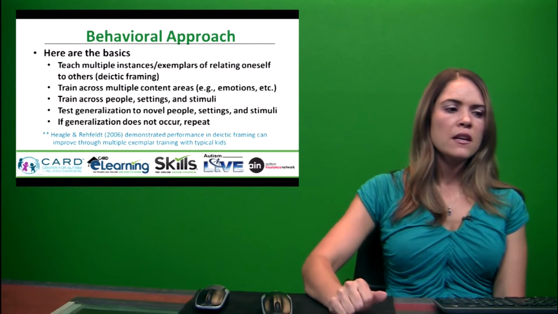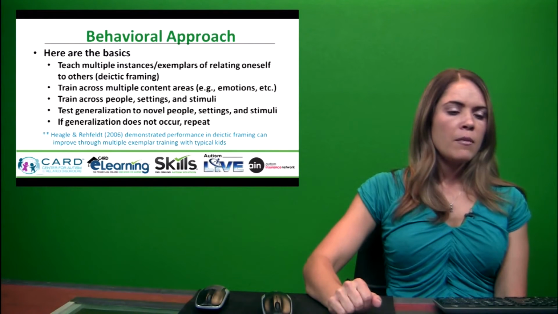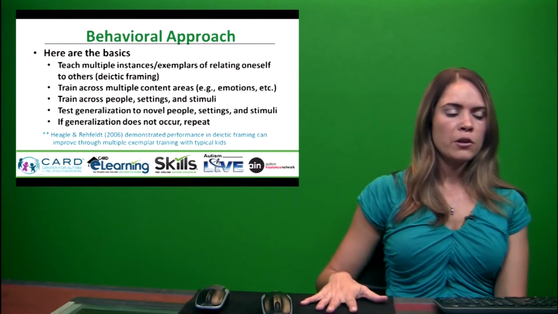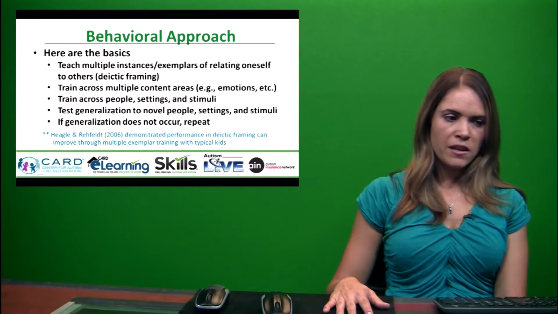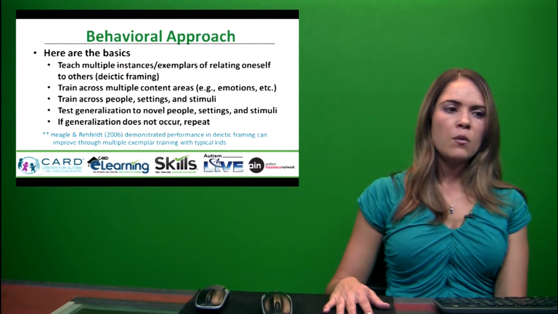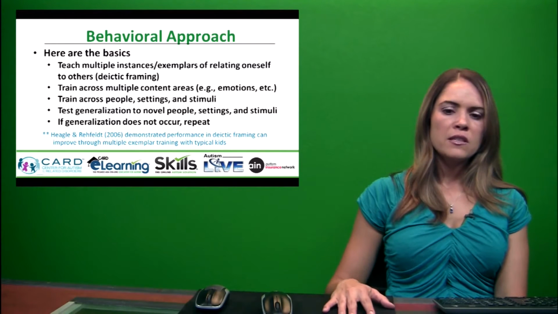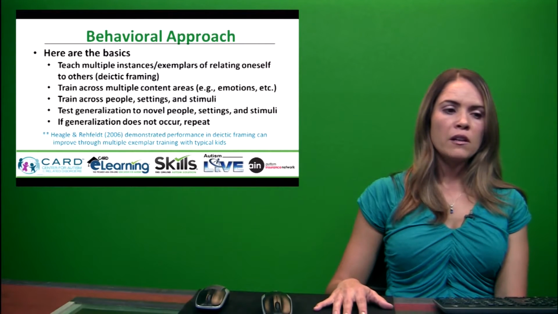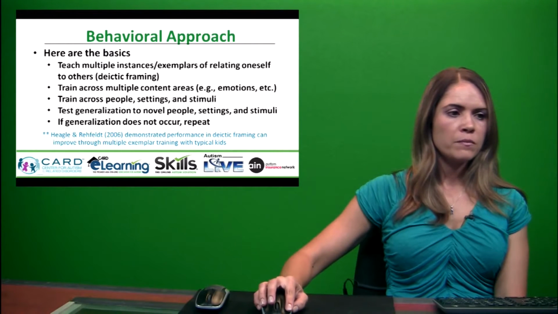Now, in 2006, Hegel and Rehfeldt demonstrated performance in deictic framing, and that this can improve with multiple exemplar training. So I've basically described this whole multiple exemplar training procedure when I said here's the basics and outlined them. They did a study with typically developing kids, not kids with autism, but it's looking promising at least that this is something that we definitely need to investigate further with individuals with autism. And it's, I would say, still at an early stage in terms of research, but there's a lot of places we can go with it and a lot of work still to be done, and it's an exciting new cutting edge area for sure in our field.